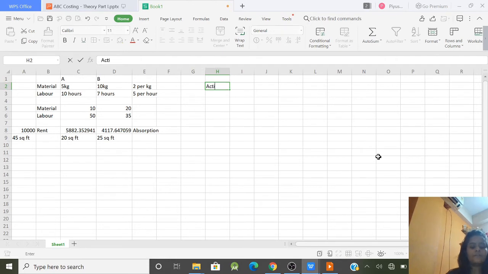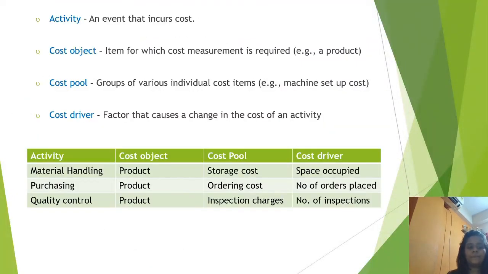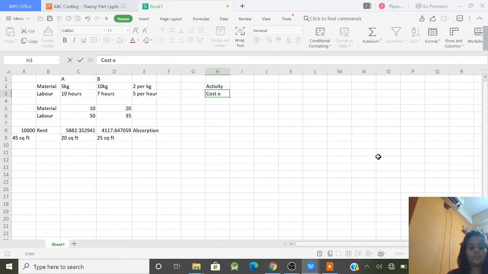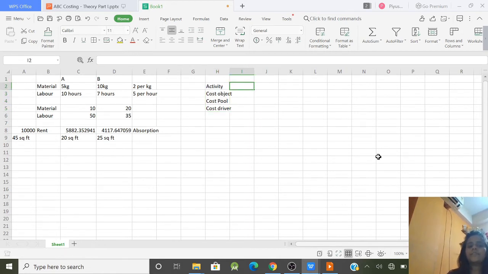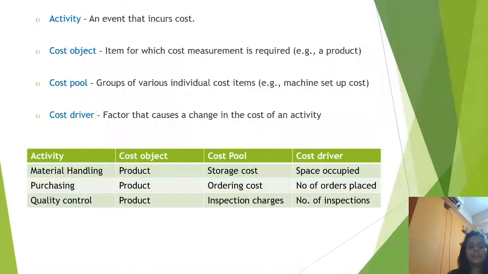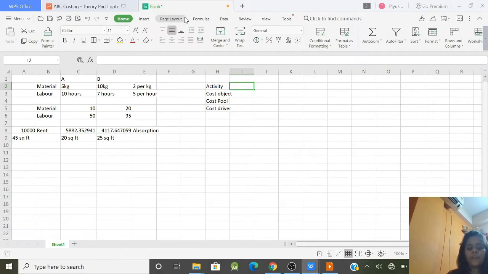There are 4 important terms which we are going to understand in this video. One is activity, second is cost object, third is the cost pool, and fourth is the cost driver. So what do we mean by these four terms? So activity, as the name suggests, means any event that incurs cost. Suppose purchasing.